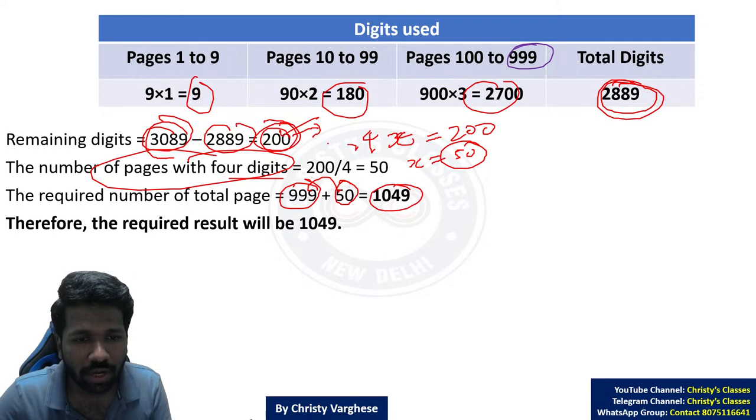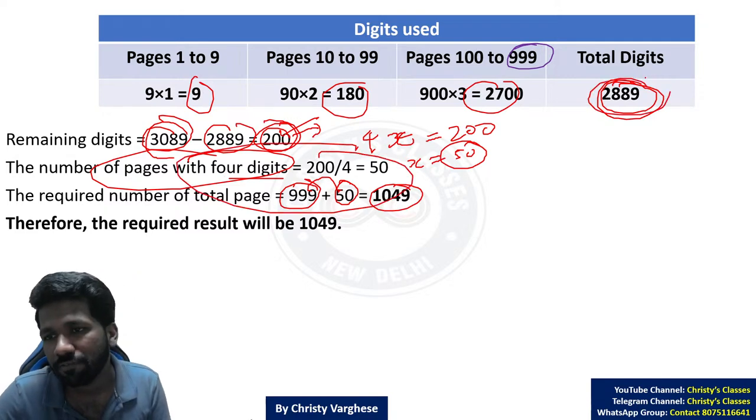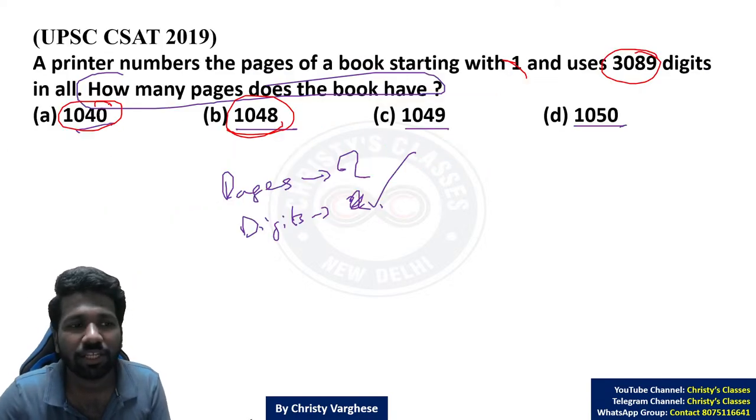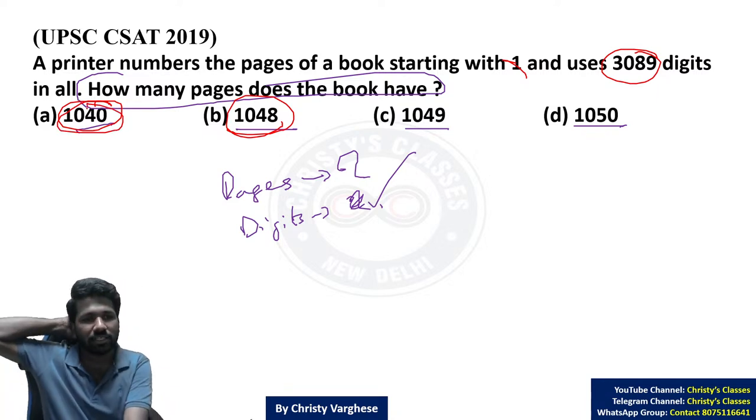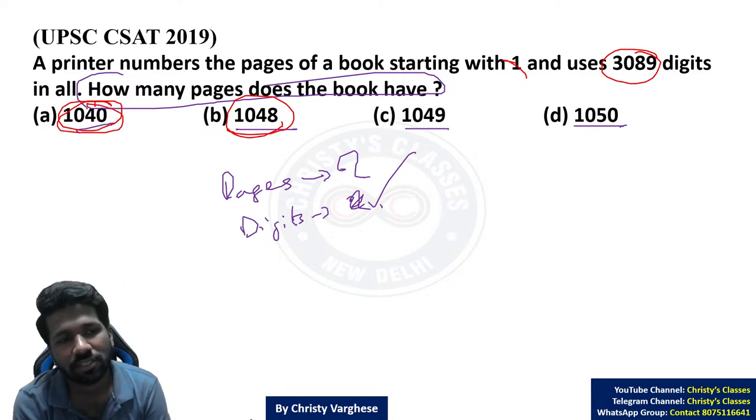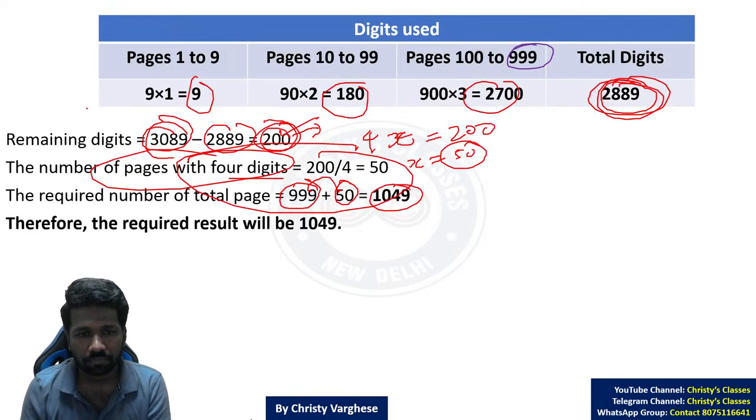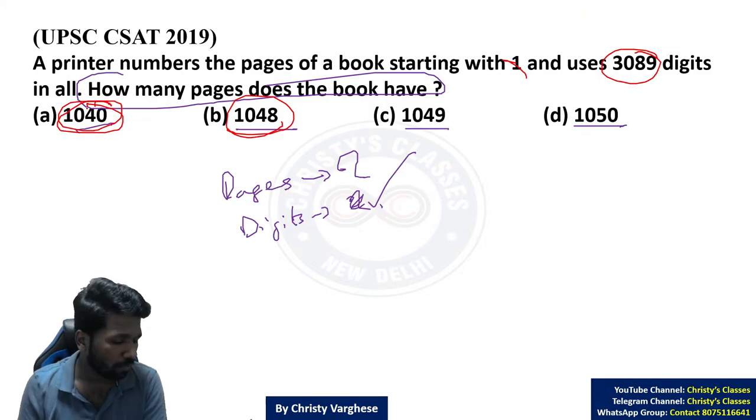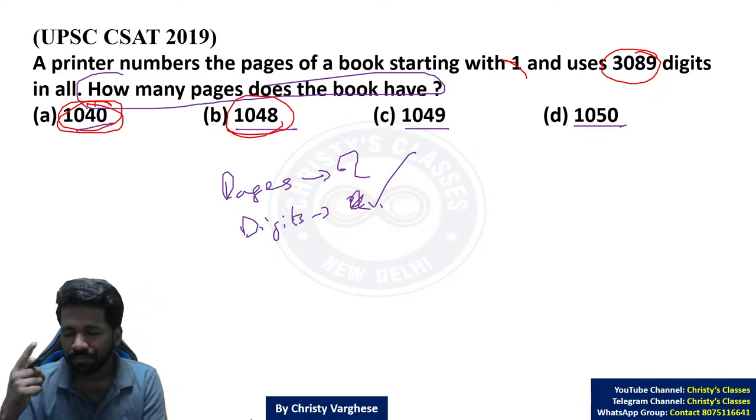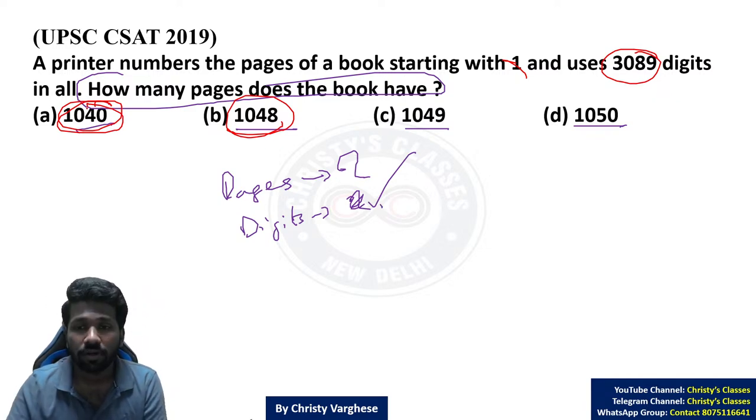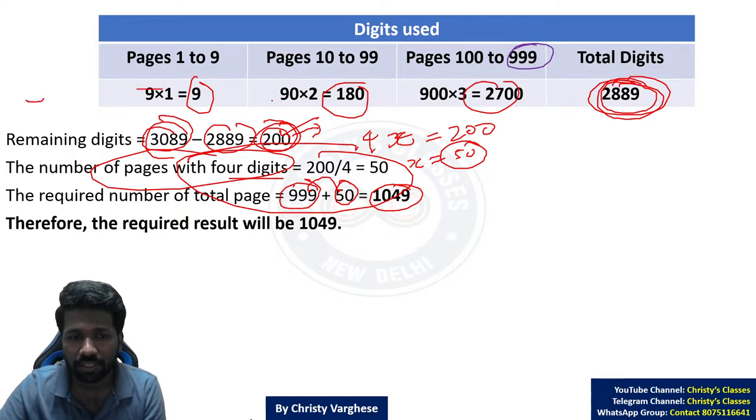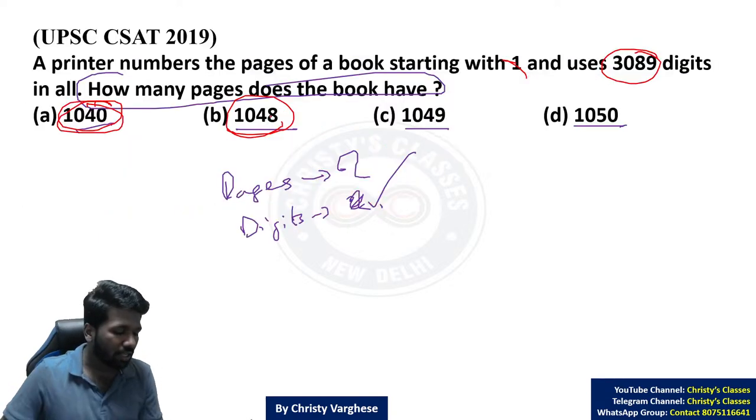Otherwise, if you are not okay with these steps, what you can do is after getting 2889, check each option. If the first option is the answer, 1040 means 4-digit pages are 41. 41 pages will make 41 into 4, 164. But the digits remaining is not 164, it is 200. Likewise, you can try each option also.